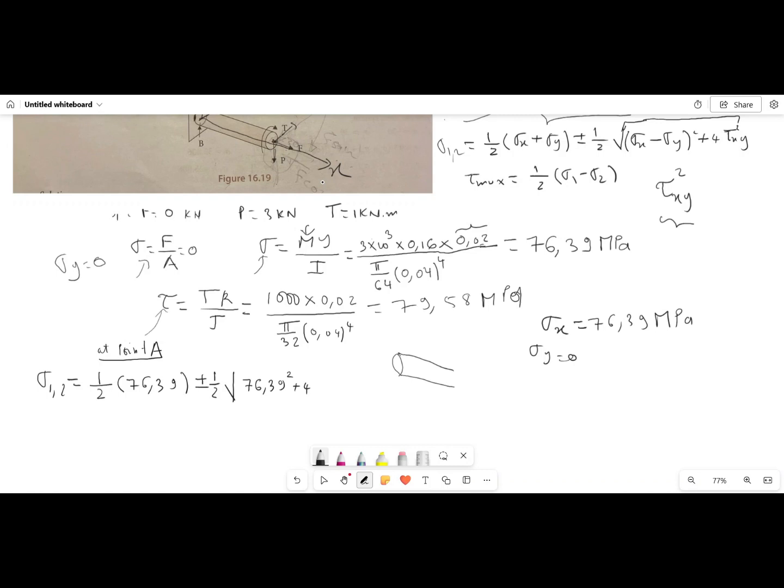When you're having torsion, when I'm turning your hand, you feel it everywhere. You feel the pain here. So the shearing stress here will be times 79.58 squared. Close the root here. You will have rho 1 and rho 2. Remember, it is plus minus. Can you take your calculator and give me the answer with plus and the answer with minus?